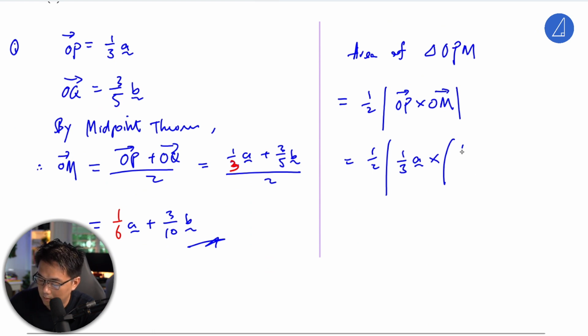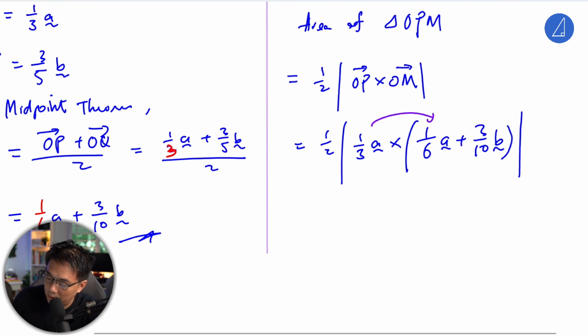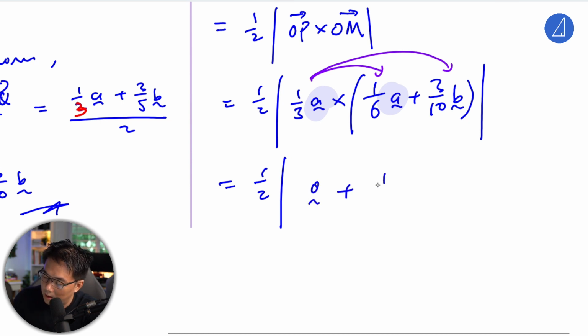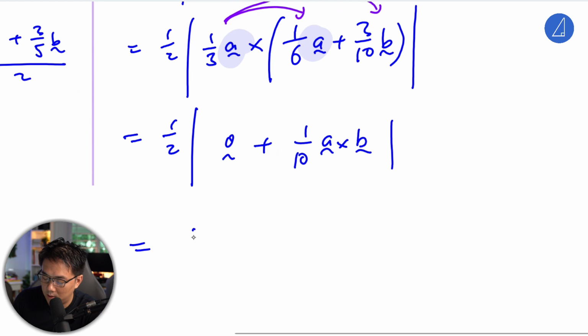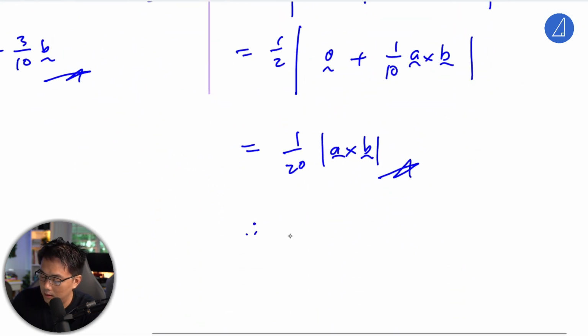plus 3 over 10 B, vector B. So what we do is we just cross A. Now remember, when you cross A with A it is the zero vector, because these are two parallel vectors. So A cross A is 0, plus 1 over 10 A cross B. The scalar multiples in front we can just multiply: 1/3 times 3 over 10 is just 1 over 10. So this is 1 over 20 A cross B. Am I right? Yeah. So K is equal to 1 over 20. Okay, so this is part 1.